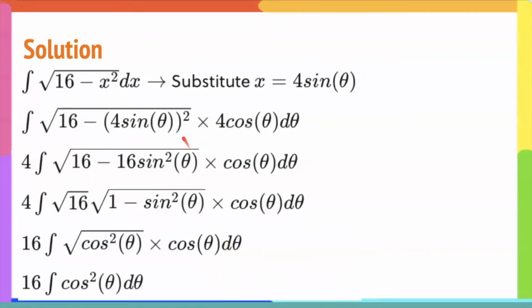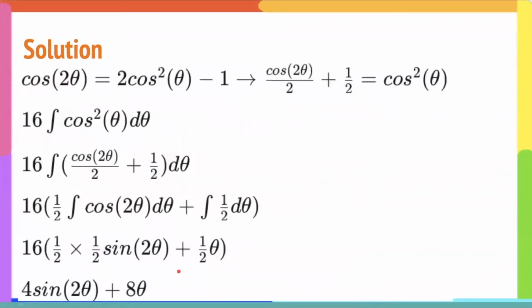All right, and now we simplify. We can carry this constant out of the integral. The quantity 4 sine of theta squared is just 16 sine squared of theta, and we can carry the 16 out of this radical and then move that out of the integral as well. And 1 minus sine squared of theta is just cosine squared of theta from the Pythagorean identity. After simplifying, we get 16 times the integral of cosine squared of theta d theta.